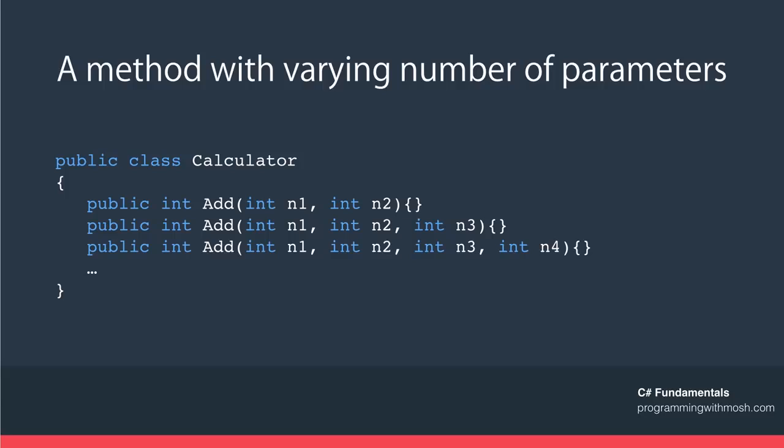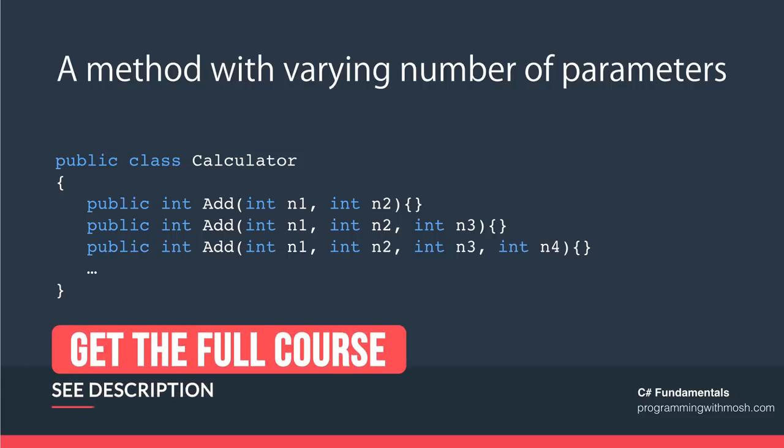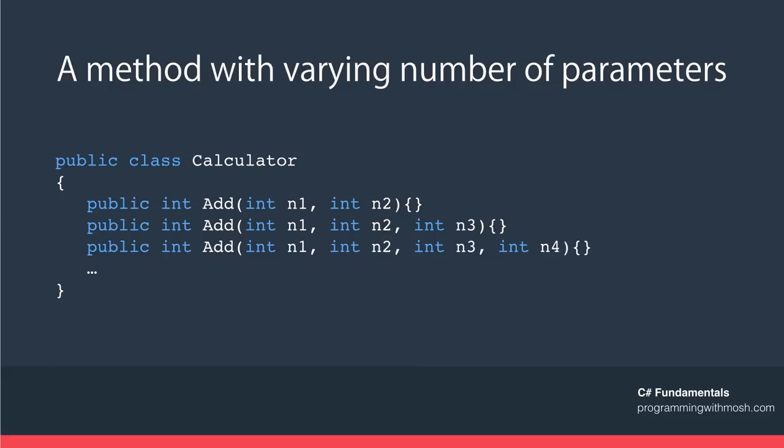Okay, now that you understand the concept of method overloading, take a look at this Calculator class here. This class has at least three overloads for the add method. The first one takes two parameters, the second one takes three parameters, and the third one takes four. But as you see, this is not an efficient way to overload the add method. What if you wanted to add 10 numbers together? Then we would have to overload the add method 10 times. And that's a code smell. Is there a better way to achieve this?